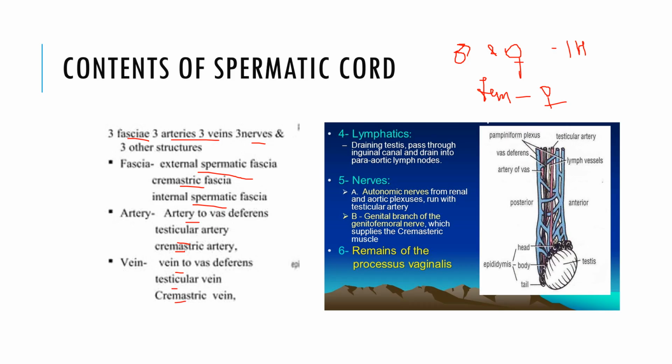And lymphatics, draining the testis, pass through the inguinal canal and drain into para-aortic lymph nodes. So testicular cancer will drain into para-aortic lymph nodes. Nerves: autonomic nerves from the renal and aortic plexus, and the genital branch of genitofemoral nerve, which is supplying the cremasteric muscle. And there is the remains of processus vaginalis.